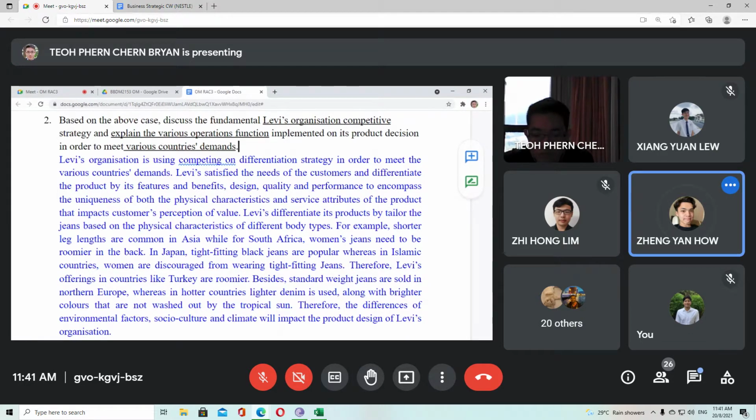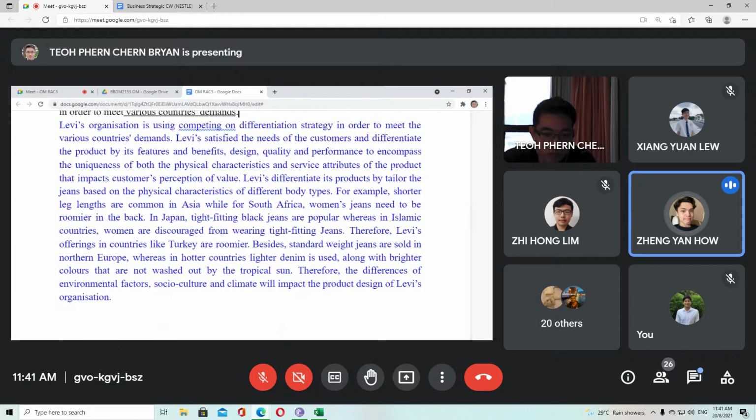Therefore, Levi's offerings in countries like Turkey are roomier. Besides, standard weight jeans are sold in Northern Europe, whereas in hotter countries, lighter denim is used along with brighter colors that are not washed out by the tropical sun. Therefore, the differences in environmental factors, social, culture, and climate will impact the product design of Levi's organization.